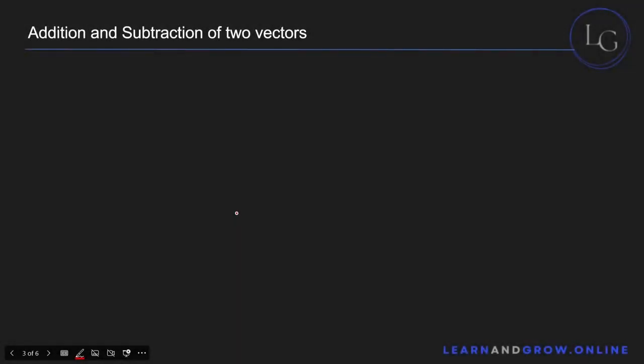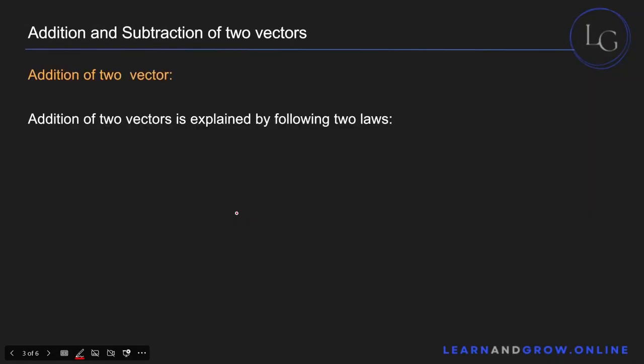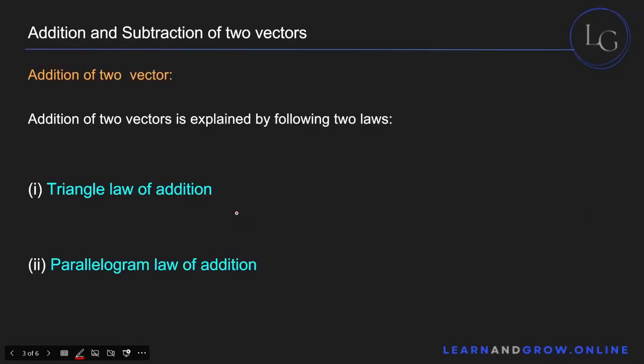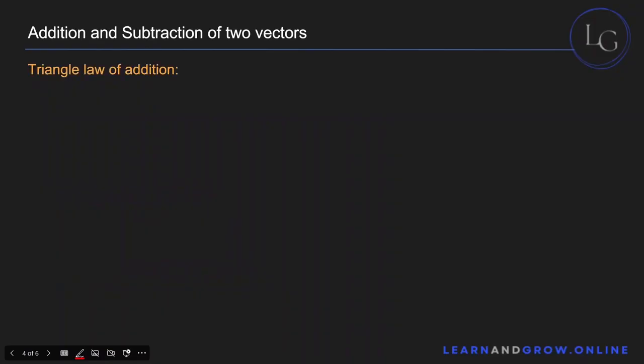Now let's discuss the addition and subtraction of two vectors. There are two ways to add two vectors. One is the triangle law of addition and the other is the parallelogram law of addition. Both serve the same purpose and will give you the same result, but they're just two different methods, and you basically decide which one you're comfortable with. That's the beauty of maths.